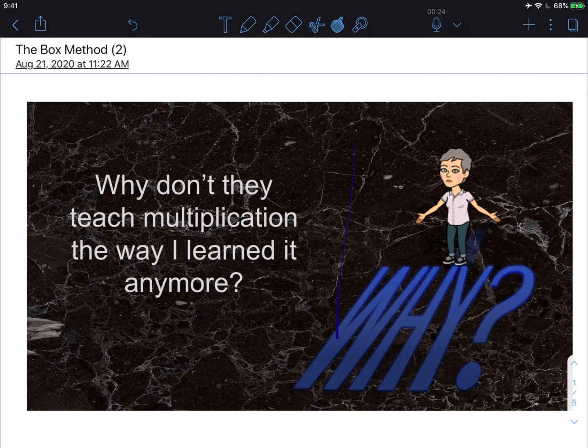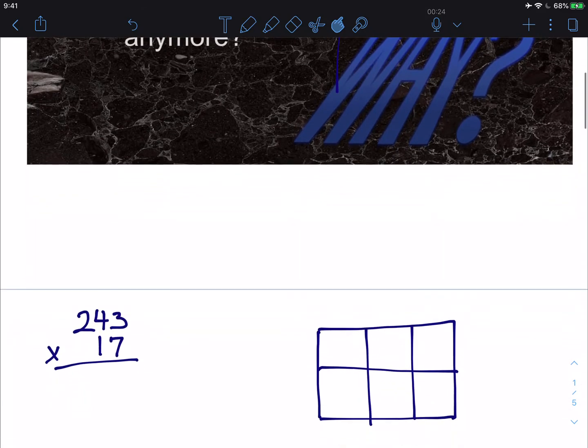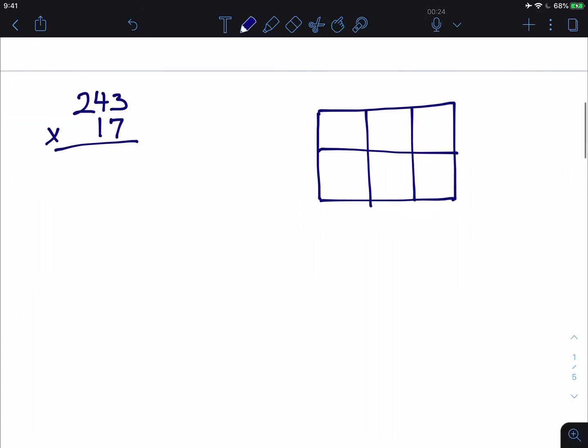And I want to go through how it was taught, how it sometimes is taught now, the algorithm, and then why it's important to learn that way so that when you get to algebra, it makes a little more sense and you're able to understand. So let's look at a basic multiplication problem.